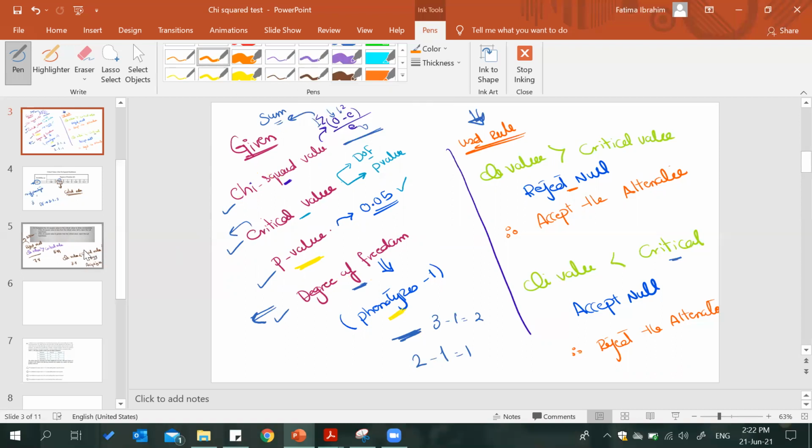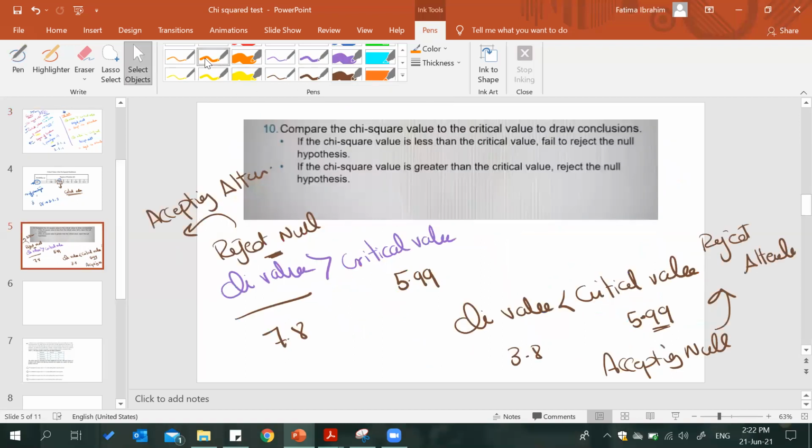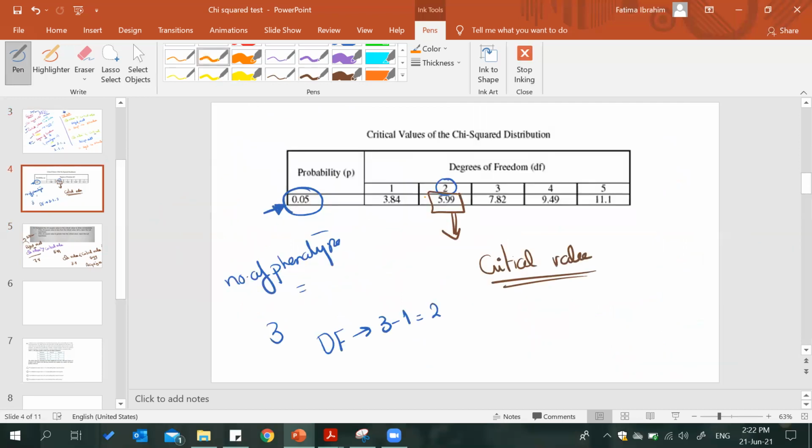Why is it given? Because if you look here, those are all the critical values. If you know the degree of freedom, you can get the critical value. Easy peasy lemon squeezy. And how can you get the degree of freedom? Subtract one from the number of phenotypes. So each and every one of them depends on the other.